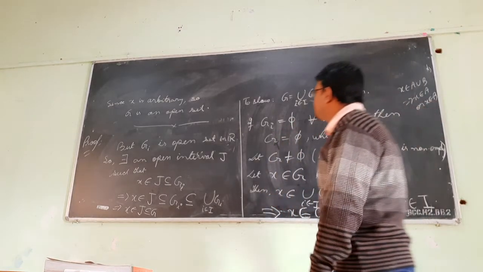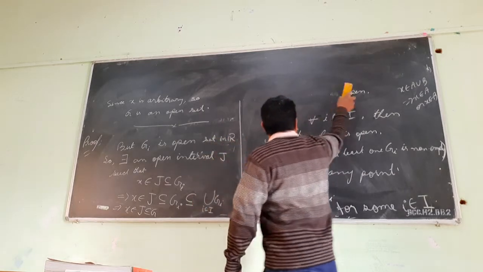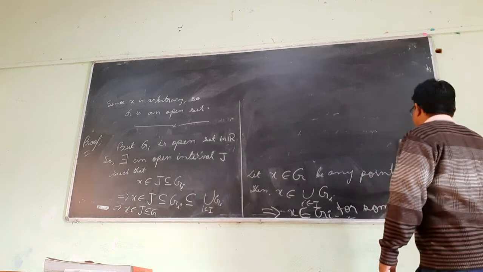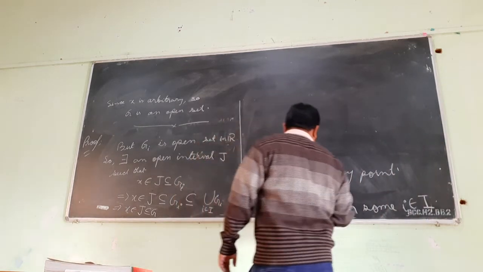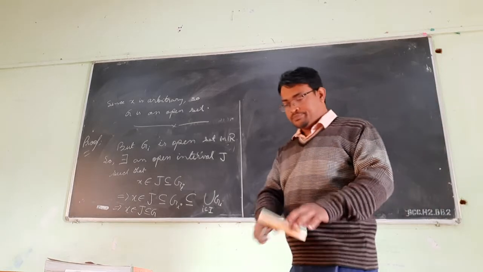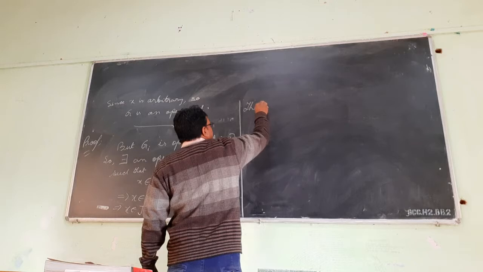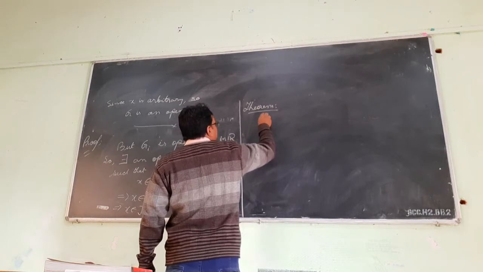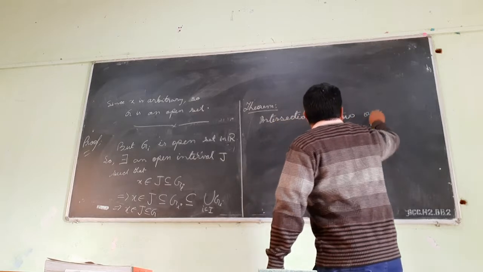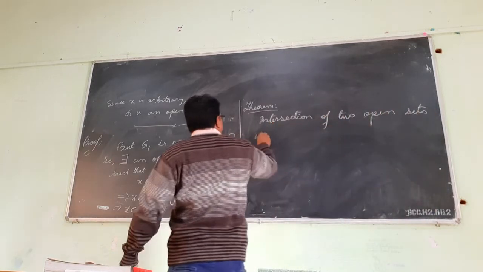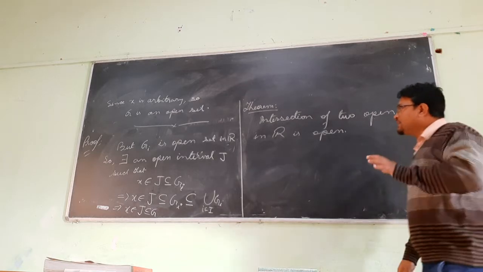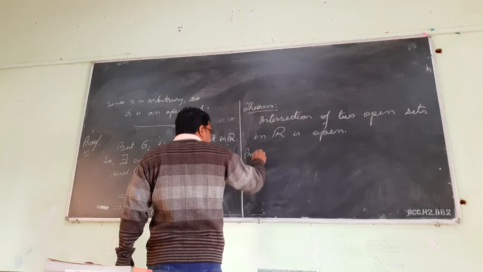Next, another exercise we can try: the intersection of open sets is also open. Intersection of two open sets is open. This theorem we can also try. If we take the intersection of two open sets in R, we get an open set. So how to prove it? Similar to the earlier one.